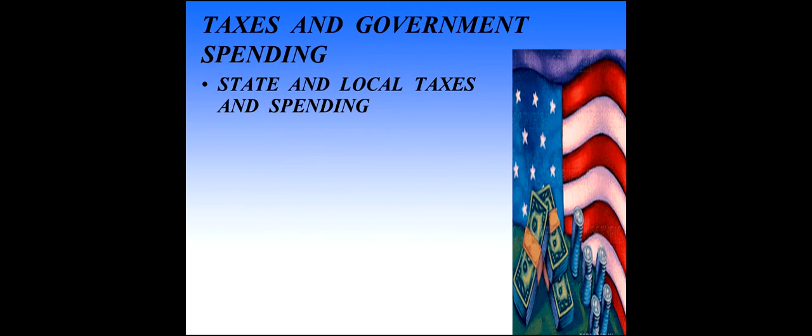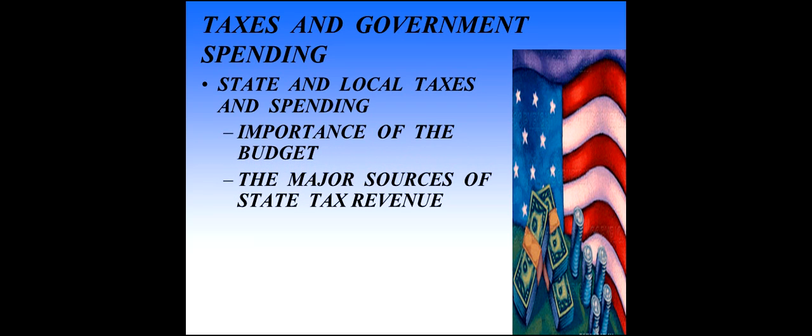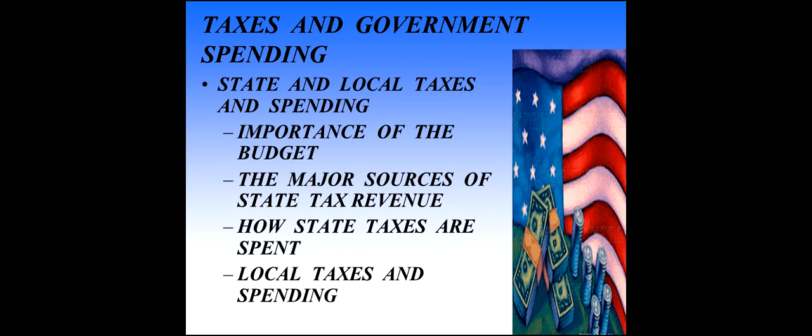On the state and local side, we'll look at both taxes and spending as we did with the federal government. We'll focus in first on the importance of a budget to both the state and local governments. It takes on a different level of importance than the federal budget. We'll look at the major sources of state tax revenue, how the state taxes are spent generally, and we'll also do that at a local level.